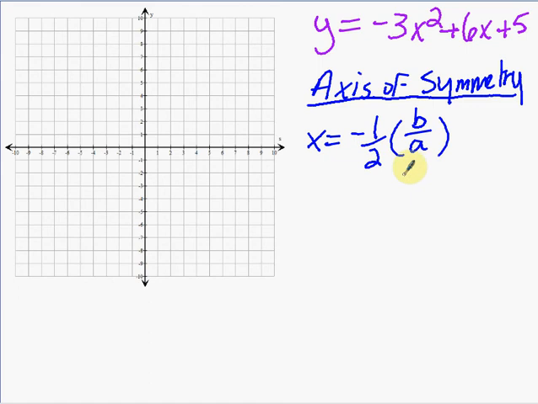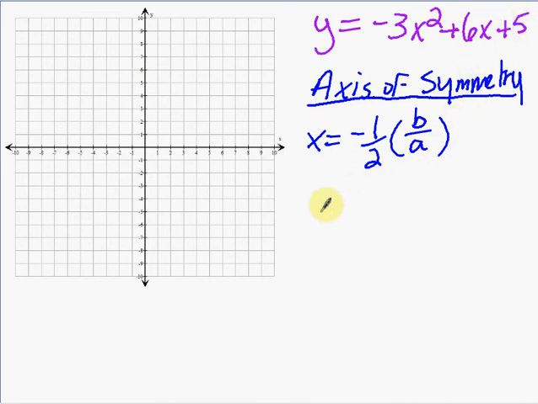Now we have to know what b and a are in order to do this, so this is where I'm going to point some things out to you here. Whenever you have a quadratic function, the letter a is this number right here in front of the x squared. So negative 3 is our a. The letter b is always going to be in front of the x. Okay, so 6 is our b. And the letter c is always a constant. Okay, so 5 is our letter c.